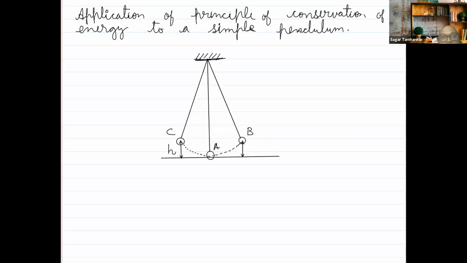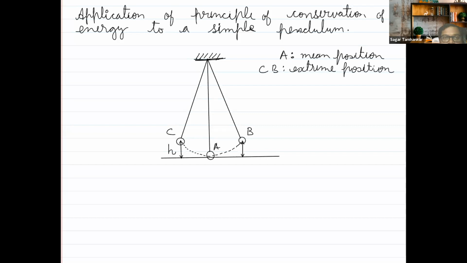So what you see is a pendulum that is oscillating, and it is oscillating from C to B. Now A is called the mean position of the pendulum, and C and B are called the extreme positions.